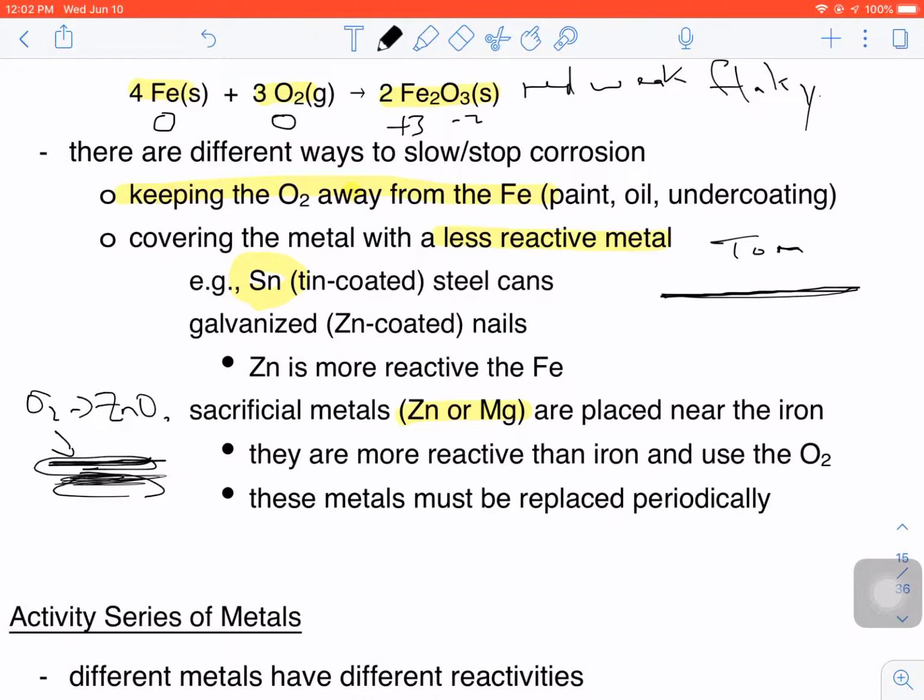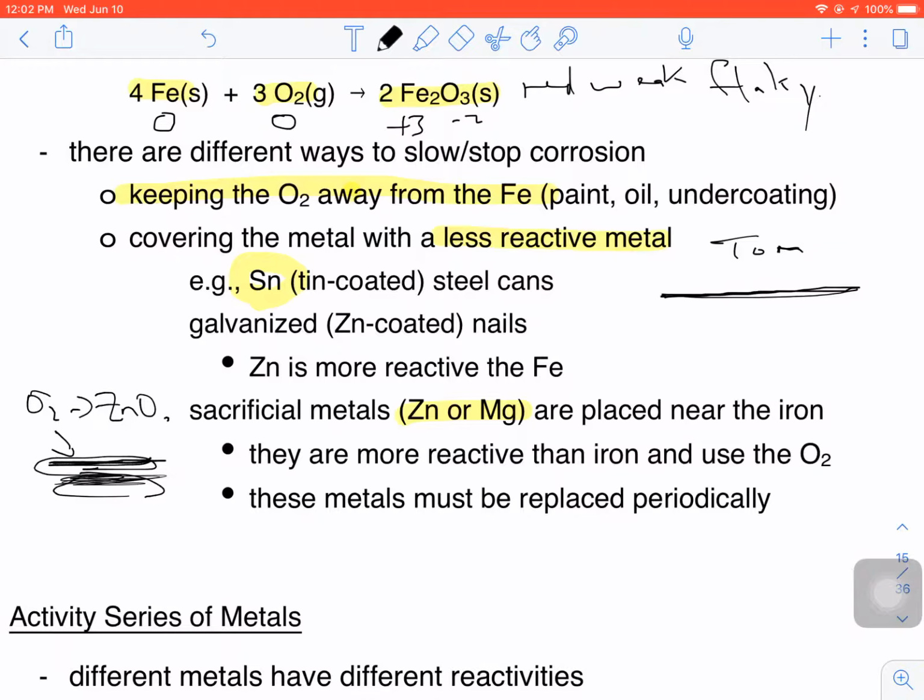The same thing can happen with magnesium. They often do this with the bottom of metals that are exposed to salt water, because salt makes this reaction go faster. The salt doesn't cause the rusting to happen, but the salt acts as a catalyst to make the reaction go faster. So things that are exposed to salt water, or even fresh water, but mostly salt water, will rust very, very fast.